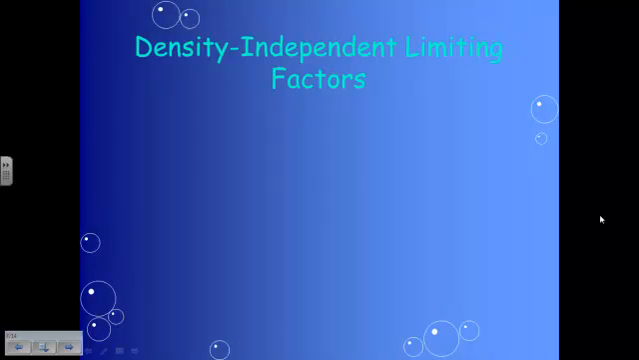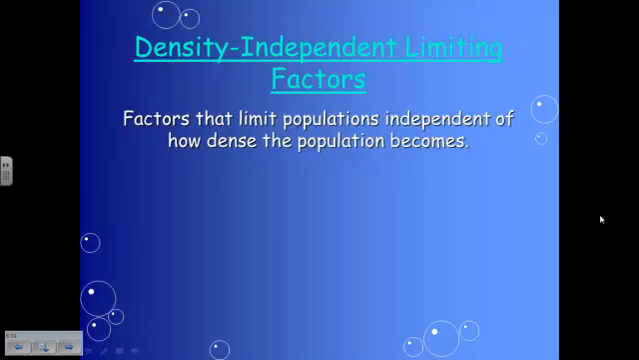Then we also have density independent limiting factors. Factors that occur regardless of whether the population density is large or small. From these, we have hurricanes, so things like natural disasters, floods, droughts, earthquakes.